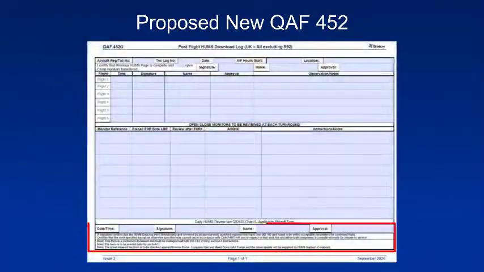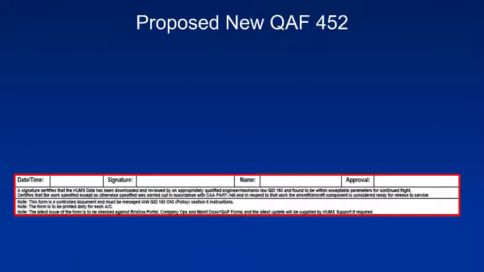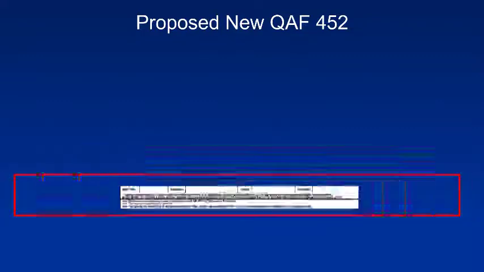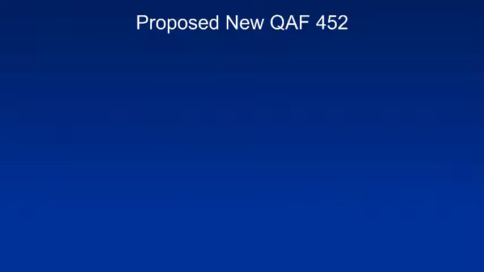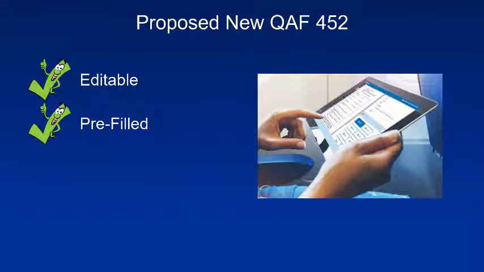The lower section contains the references required for completing your HUMS download and close monitor reviews. It contains the signature that certifies the daily HUMS review process. The new QAF 452 is stored as an editable document on each ground station. Each close monitor sheet can be electronically pre-filled and is printed off each day as required. This will save time having to write these requirements manually each time.